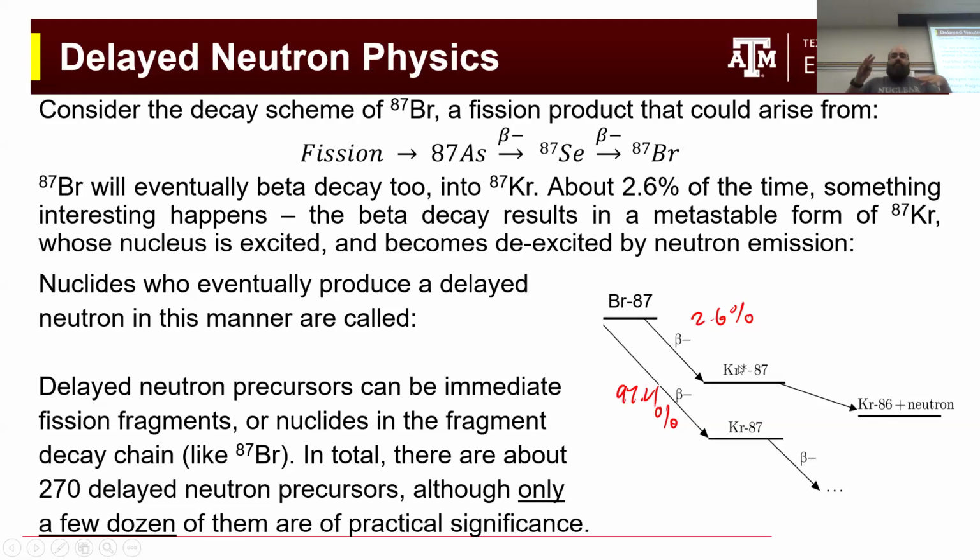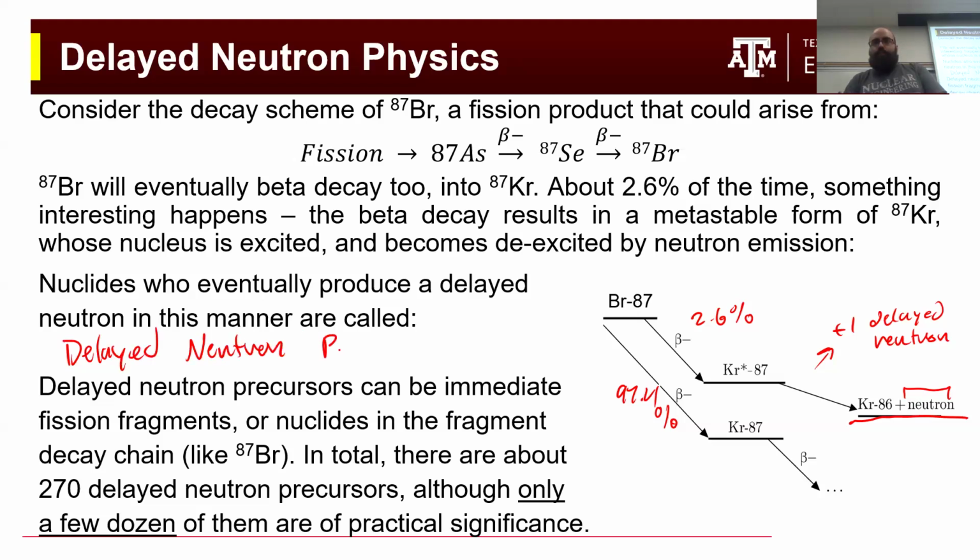And this really excited version of krypton-87 wants to become stable. The way that it does it is it kicks a neutron out of its nucleus. So this is where you get a delayed neutron. Then that krypton-87 has lost a neutron, and it becomes krypton-86. And that's the neutron that comes out. So the nuclides that do this are special nuclides, and we give them a name. We call them delayed neutron precursors.